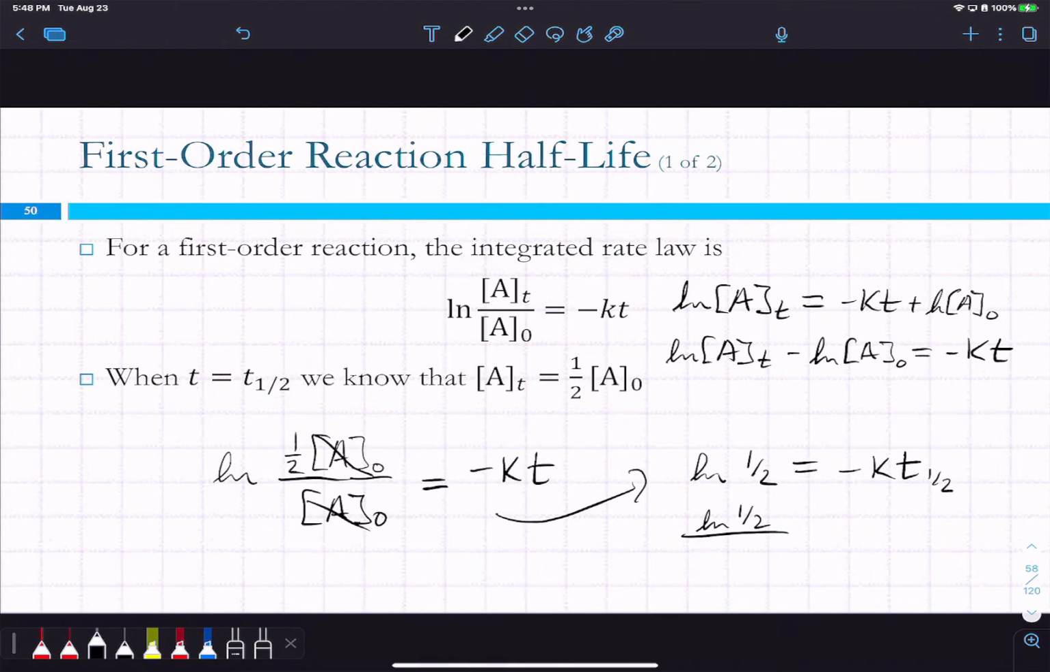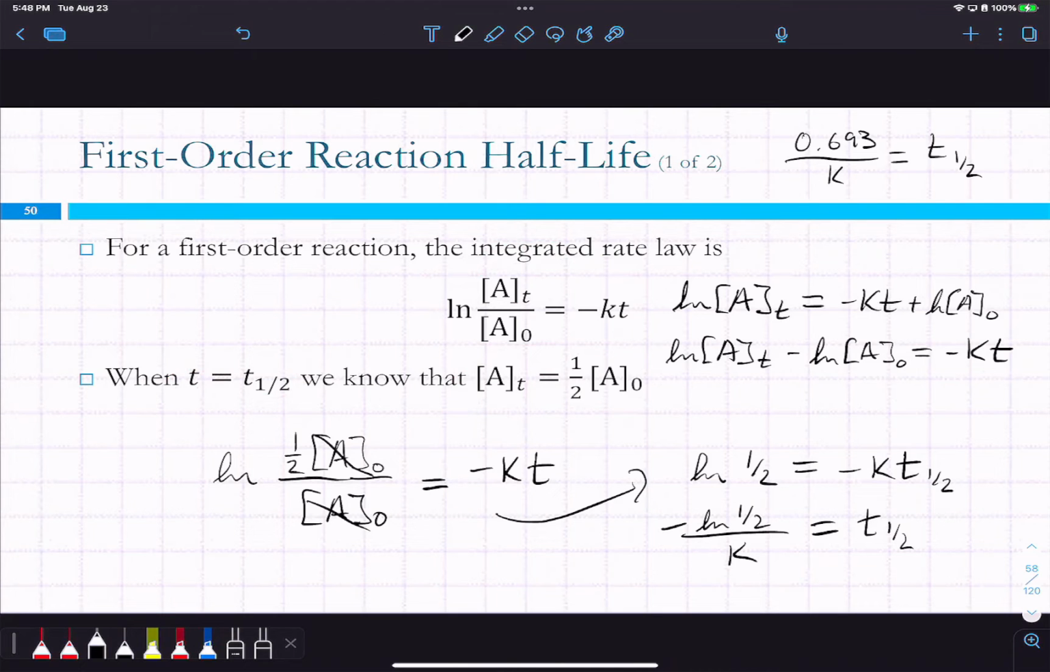it's just the natural log of 1/2 divided by the rate constant. Or the other way that you'll see it written out would be 0.693 over k equals t1/2. Because 0.693 is the negative natural log of 1/2. And this is unique to first order reactions.